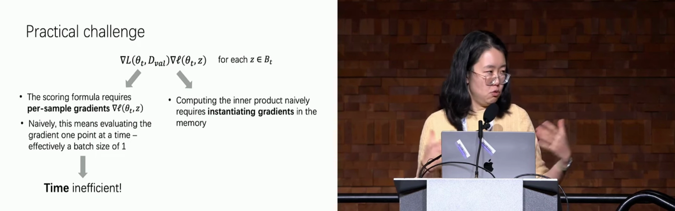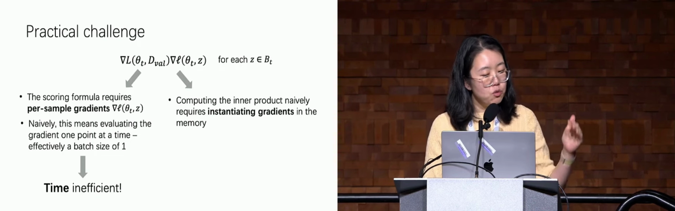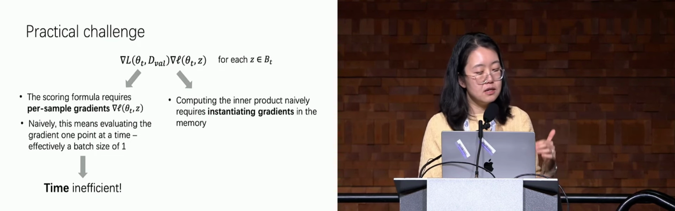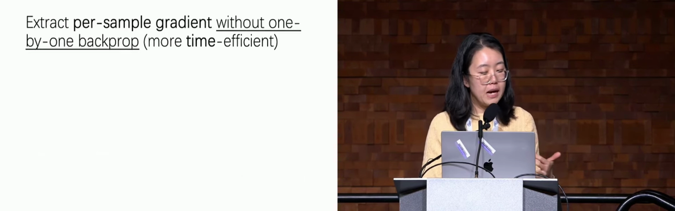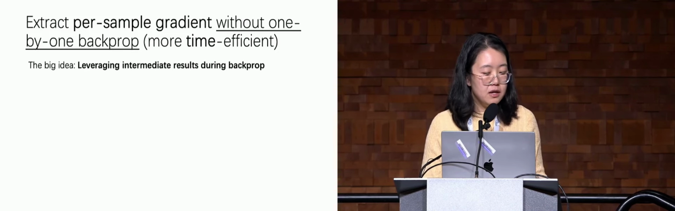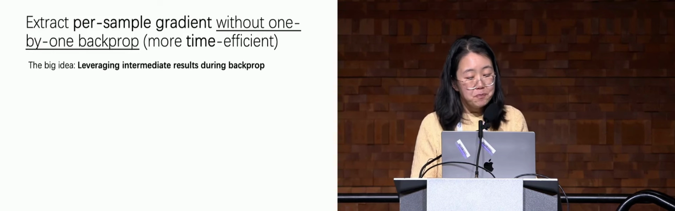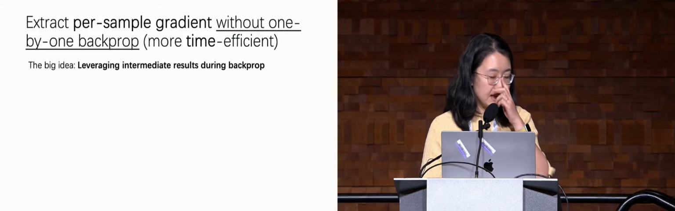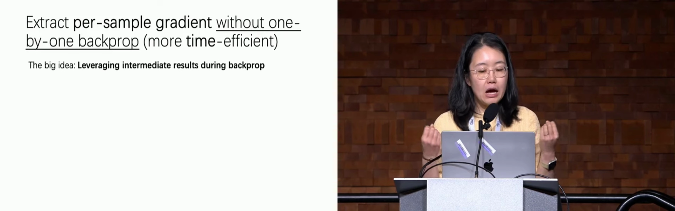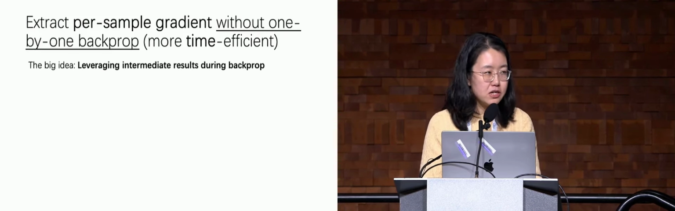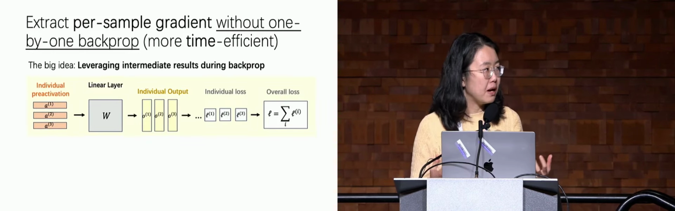We know that deep learning frameworks are usually optimized for batch processing. So if you want to get per-sample gradient in a naive way, it means that you have to backward pass your model with a batch size of 1, which is very time inefficient. And that's not the only challenge. If you want to calculate this dot product, we have to instantiate the gradients in our memory. Imagine now you have a foundation model and you have a large batch. This is just not possible. You can't fit all the gradients in your memory. So that is a memory challenge.